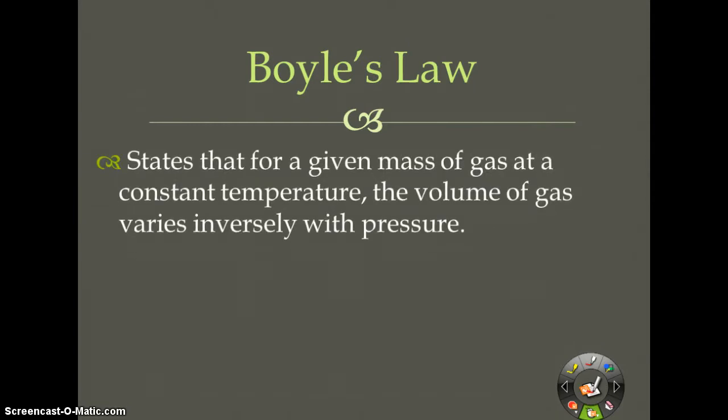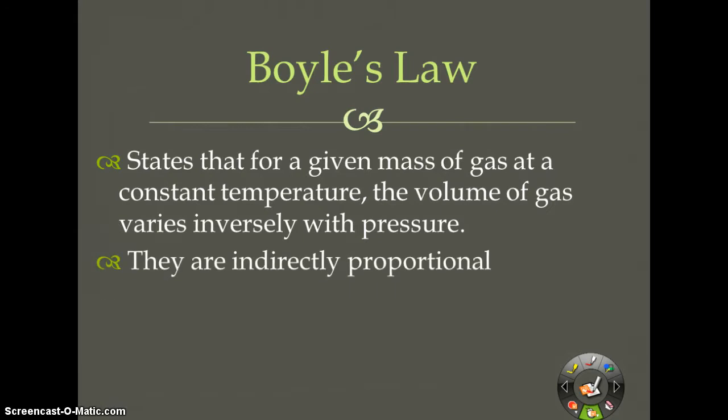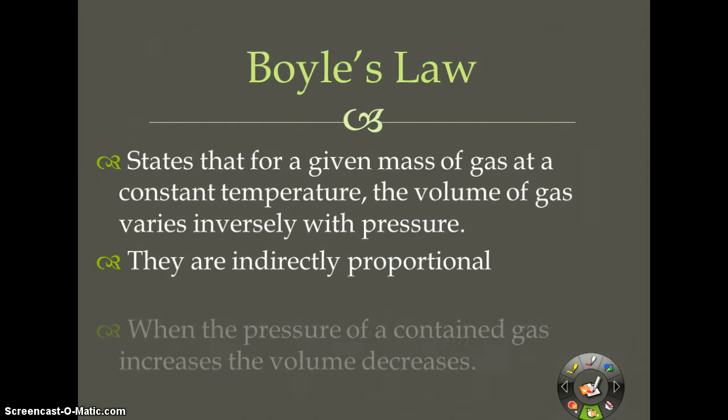So Boyle's law says that for a given mass of gas at a constant temperature, so our temperature is not changing, the volume of the gas is going to vary inversely with pressure. So the volume of the gas is going to change as we change the pressure, and inversely means in the opposite way. So if you increase the pressure, the volume of your gas is going to decrease. They're indirectly proportional is another way to say inversely, so they're going to change in opposite directions.